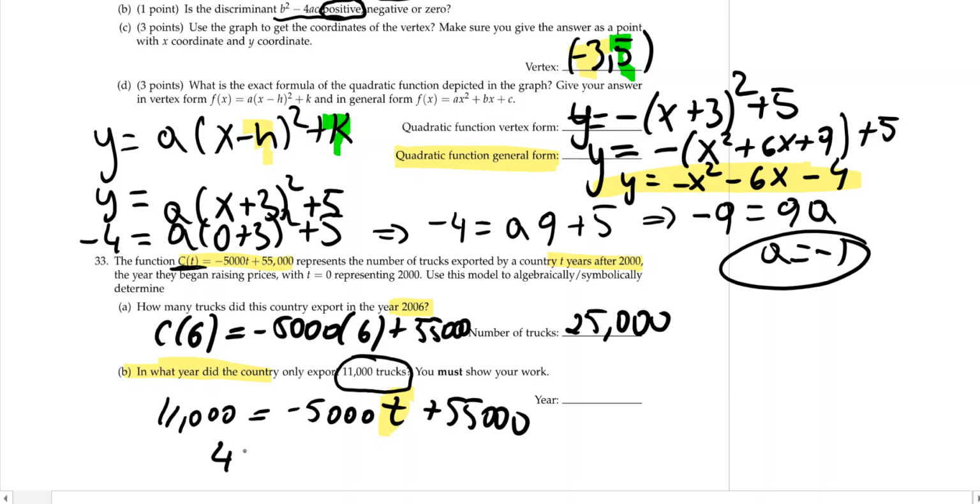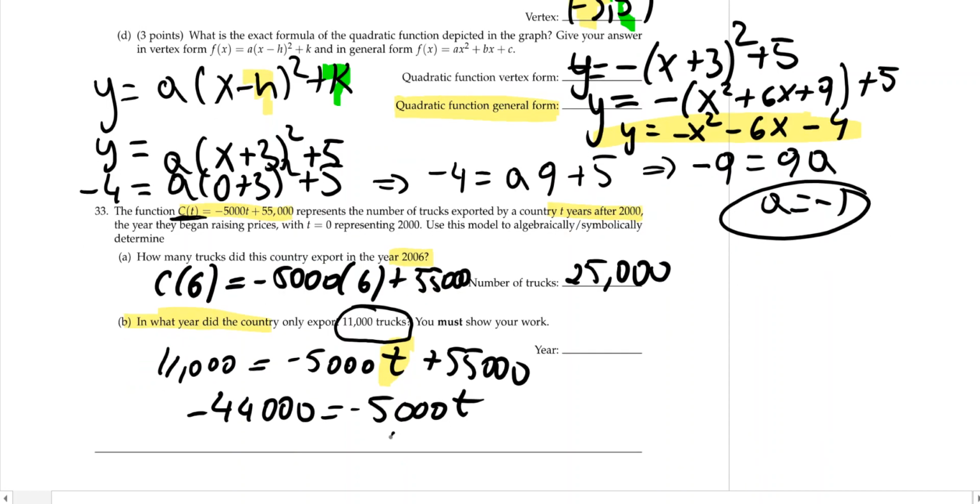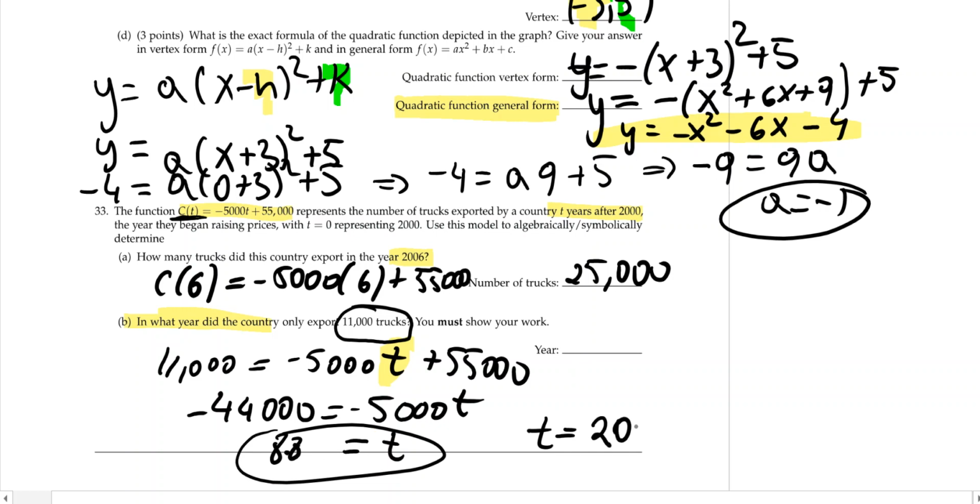So I will have -44,000 equals -5,000 t, and then divide by that, I'll get 8.8. So rounding up, I would have that it's t equals 9, which is 2009. 8.8 years after 2000 is almost 2009.